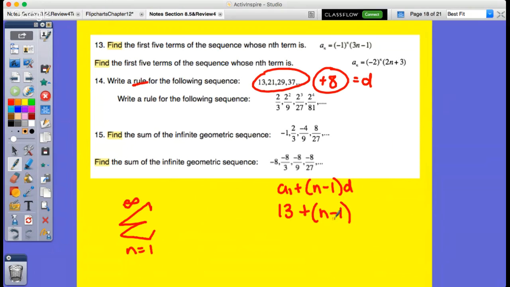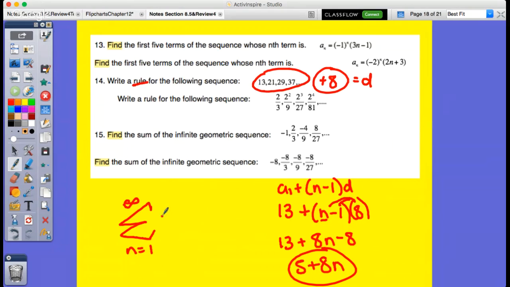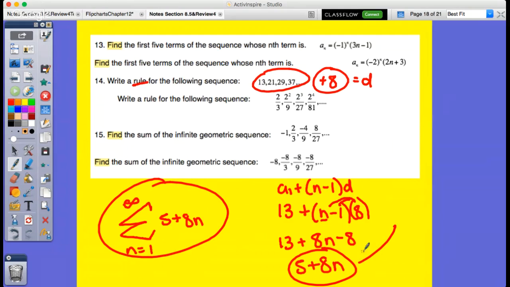So we need a variable, and n would be that variable. The difference would be positive 8, and then we're just going to simply multiply 8 times n minus 8. Take 13. 13 minus 8 is 5, and then we say plus 8n. And so this is the equation. We can always check it by plugging 1 in, get 13, 2 to get 21, and so on and so forth. But this is the rule, okay?